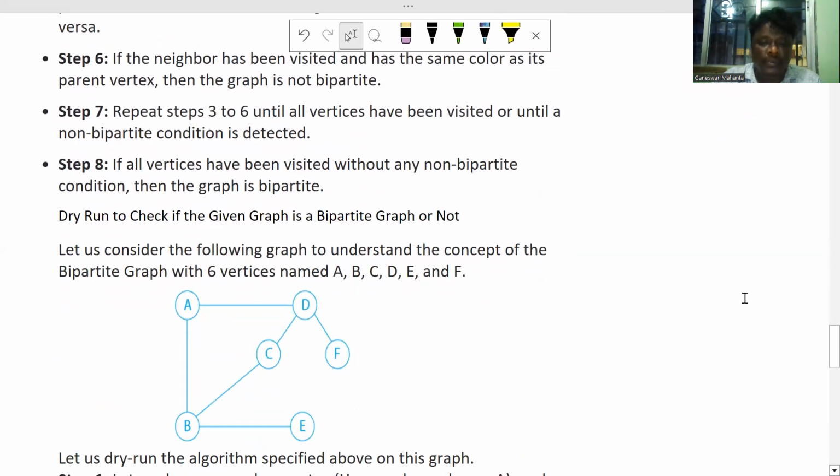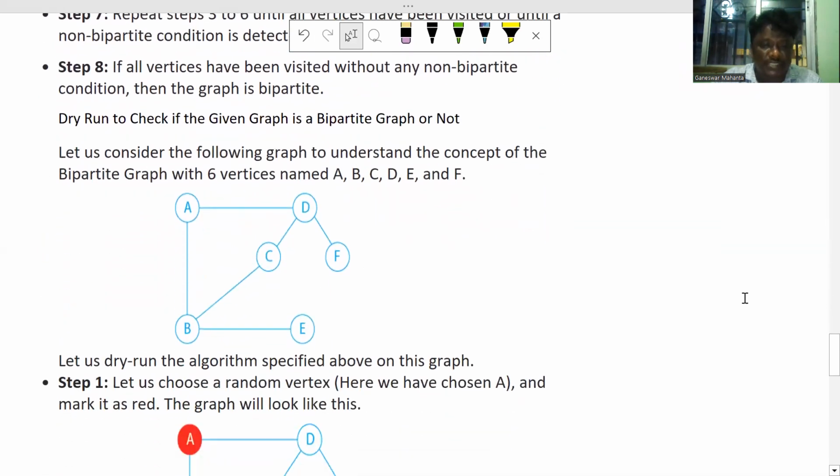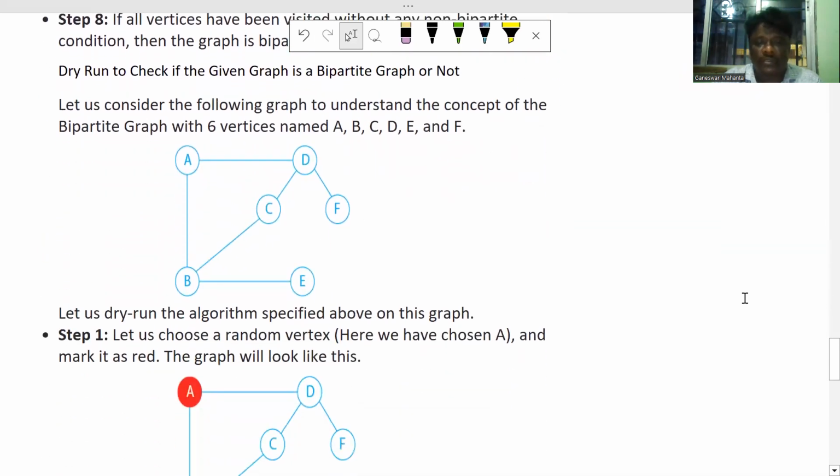So one question is given. Let us consider a bipartite graph to understand the concept. A graph of 6 vertices, namely A, B, C, D, E, F. Here is the given figure. Let us run the algorithm specified above.